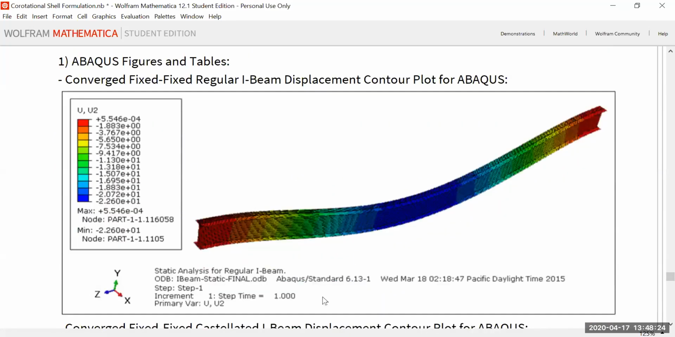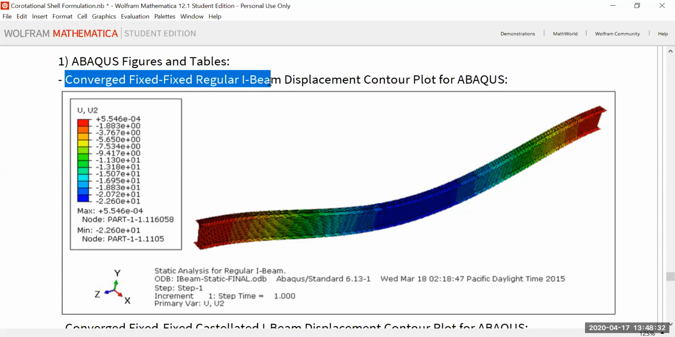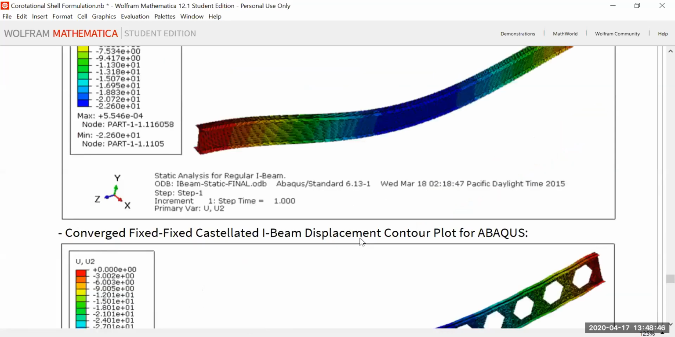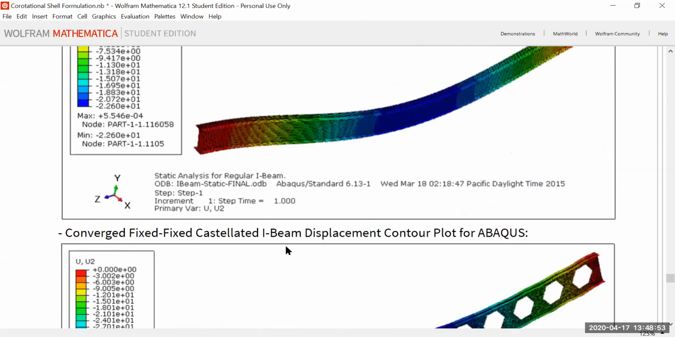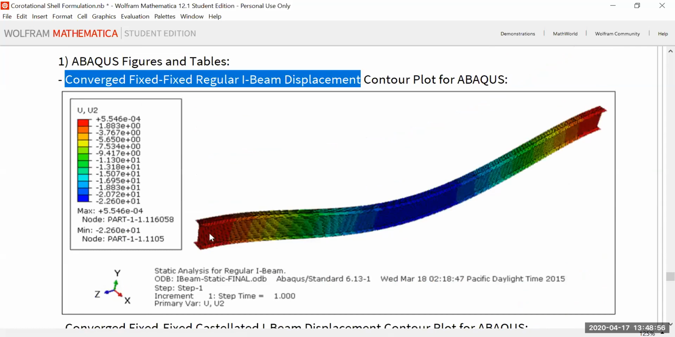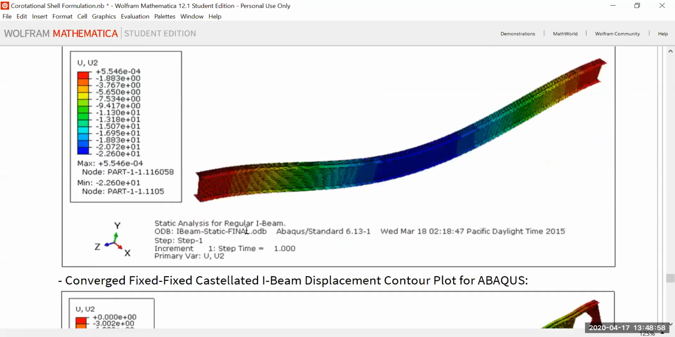Okay, now I'm just going to end with some of the figures and tables that I produced in Abaqus. So this is for the converged fixed regular I-beam displacement. What's shown here is the weak axis bending, and this is the displacement. And for the castellated fixed case, this is what I have.